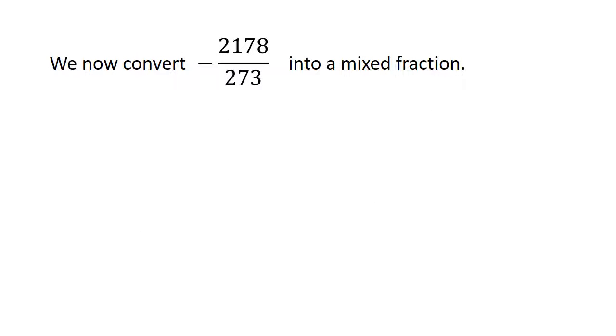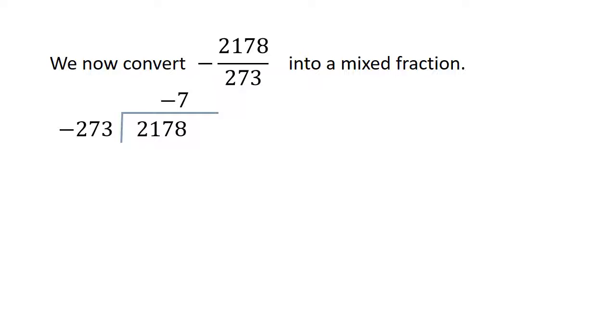Well, how do you do that? Well, you take the denominator and divide it into the numerator. So we're going to do a long division to do that. We take negative 273. I'm going to include the negative here. We could just save it for later and put it on at the end, but I'm going to put it in here. So negative 273 goes into 2,178 how many times? Well, the answer is negative 7.